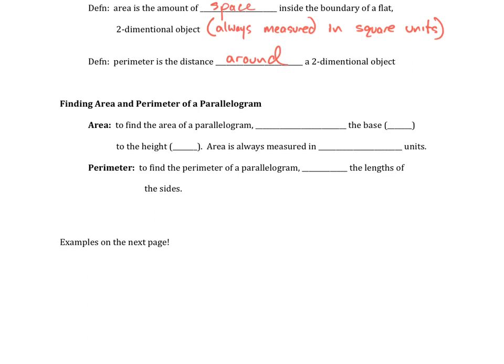Finding area and perimeter. How do you determine this? So first we'll start with area. To find the area of a parallelogram, multiply the base, which is typically designated by the variable b, a lowercase b, that represents base. You multiply the base by the height, which is identified with a lowercase h. And area is always measured in square units. I already said that, but to write it twice means you can learn it a little better. Okay? So it's always base times height.